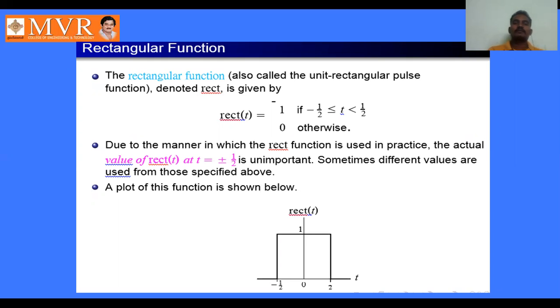So the graphical representation of the rectangular function is represented like this. If we see here, it is represented from minus 1 by 2 to plus 1 by 2. From minus 1 by 2 to plus 1 by 2, its value is plus 1. Remaining values are 0.